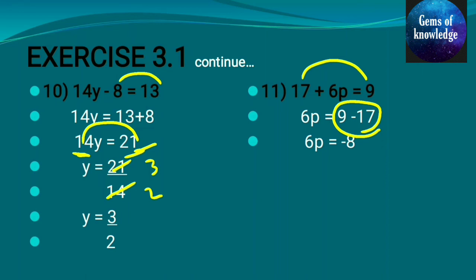In the next case, you have to bring this 6 to this side. You will get p is equal to minus 8 divided by 6. When you cancel this by the 2 table, 2 3s are 6 and 2 4s are 8. So you are going to get the answer as minus 4 by 3.